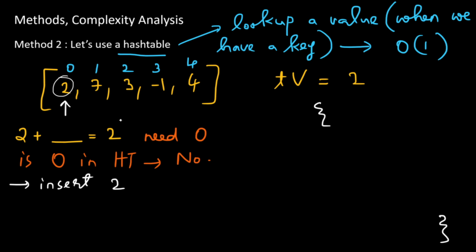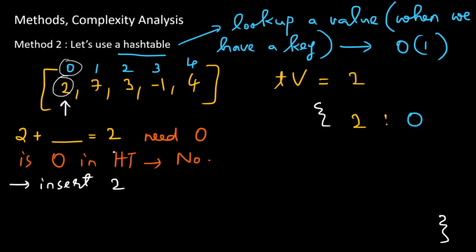And again, because the question says that at the end we need to return the indices of the values which add up to the target value, so when we insert 2 in the hash table, 2 is going to be the key and the value is going to be the index. So at this point we're going to insert into the hash table 2 0. This 2 is this value, and this 0 over here is this index. So the pair, the key value pair that we are inserting over here is 2 0.